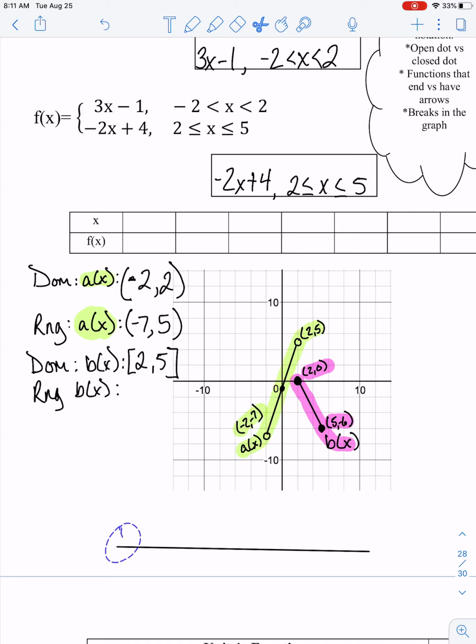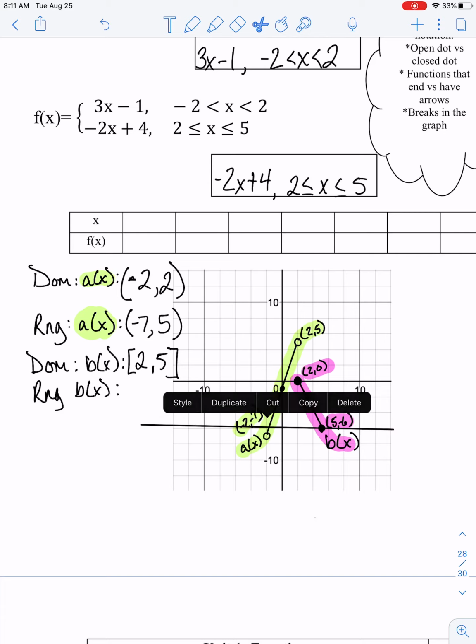Range, I go back to my horizontal line. Again, I want to start at the bottom because that will be the smallest possible Y value at negative infinity. And I'm just going to work my way up, again stopping when I get to where the graph touches the horizontal line. It touches right there at -6. It's a closed dot, so it gets a bracket.